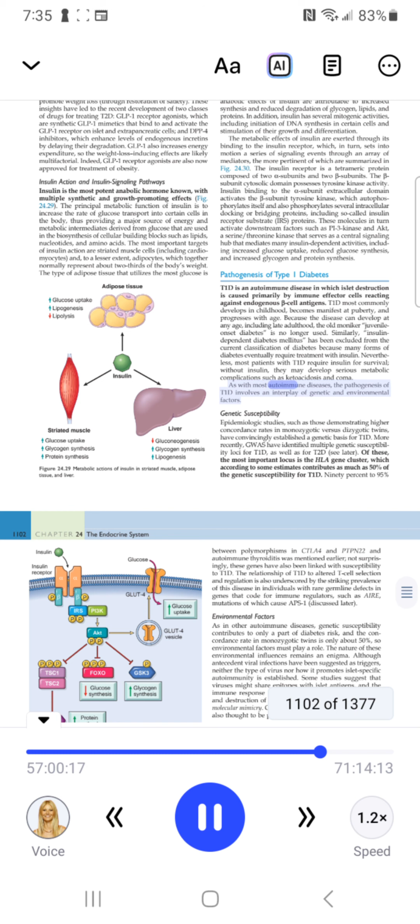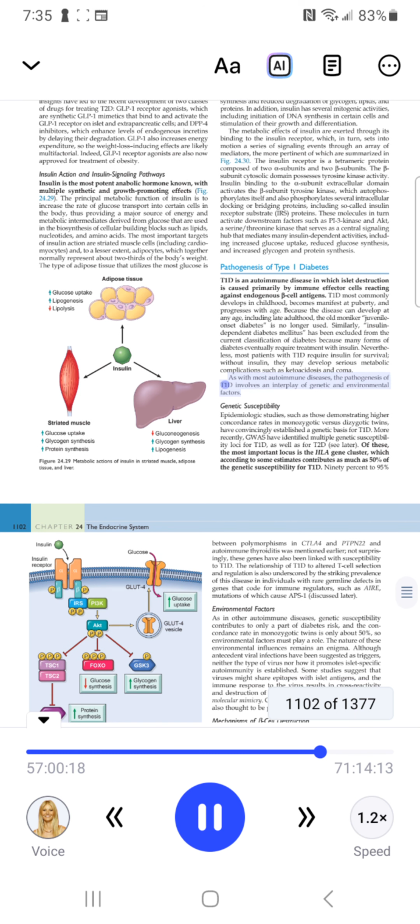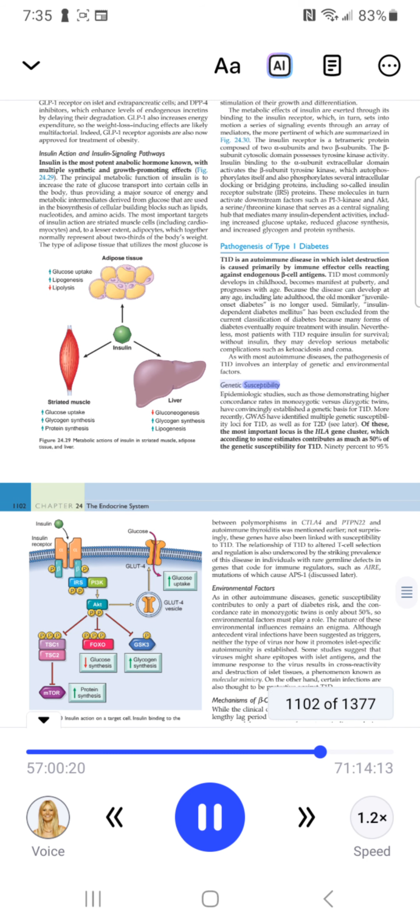As with most autoimmune diseases, the pathogenesis of T1D involves an interplay of genetic and environmental factors. Genetic susceptibility.